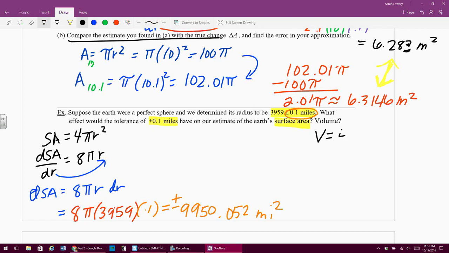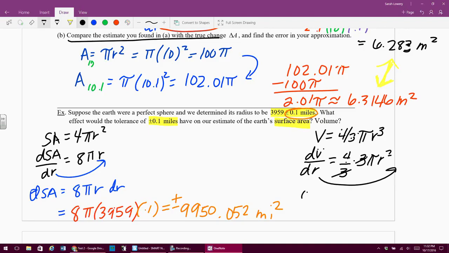Okay? I'm going to do the same thing with my volume. Volume of a sphere is 4/3 pi r cubed. I'm going to take the derivative of volume with respect to r. I'm going to get 4/3 times 3 pi r squared. My 3's will cancel, and I'm going to multiply my dr to the other side. So I get dV is equal to 4 pi r squared times dr. Let's fill it in.